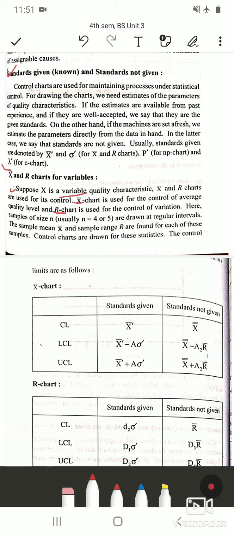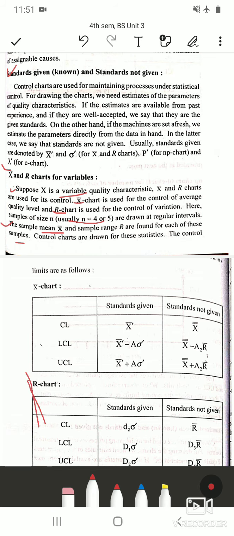Here, samples of size n, usually we will take samples of either 4 or 5, which are drawn at every regular interval. Say for every 1 hour you draw 4 to 5 samples, and then you check whether they are under control or not. The sample mean X bar and the sample range R are found for each of these samples. Since we are taking a sample, we use the sample mean X bar. Whatever 4 to 5 observations you take, find the mean and the range, so that will be your sample mean and sample range, and then control charts are drawn.